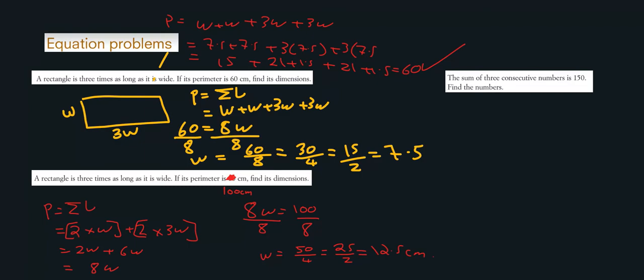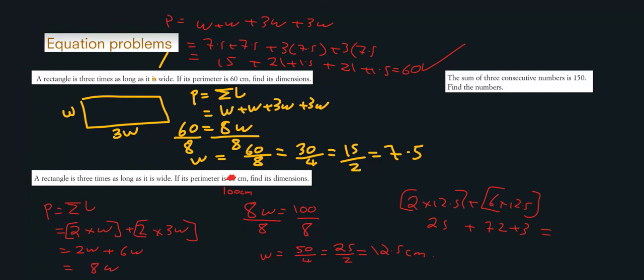So let's check to see if this is correct. If it's correct, we should be able to multiply 12.5 plus 6 times 12.5, and we get 25 here. Let's multiply this. 6 times 12 is 72 plus 3.